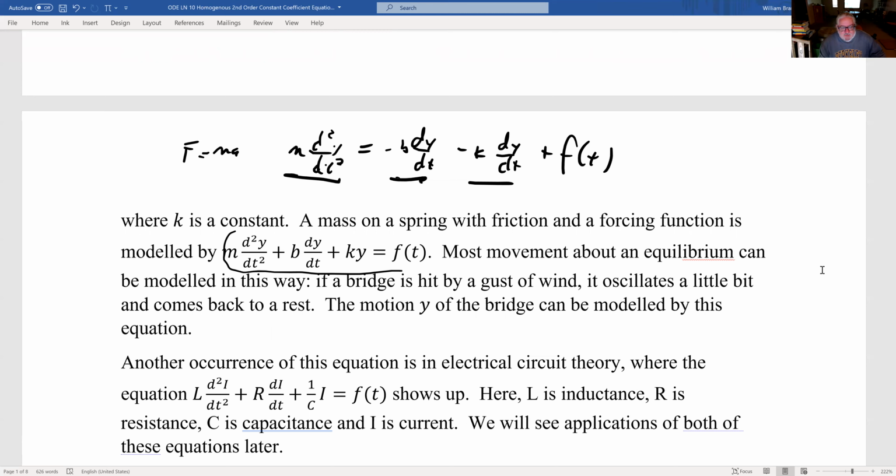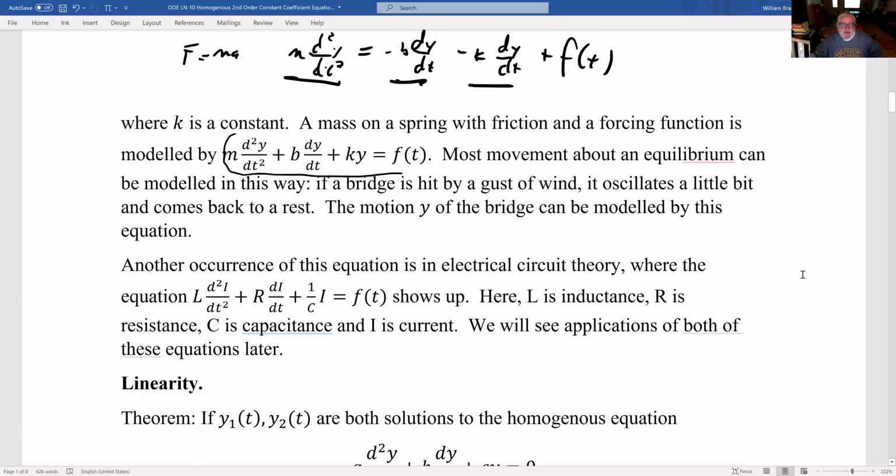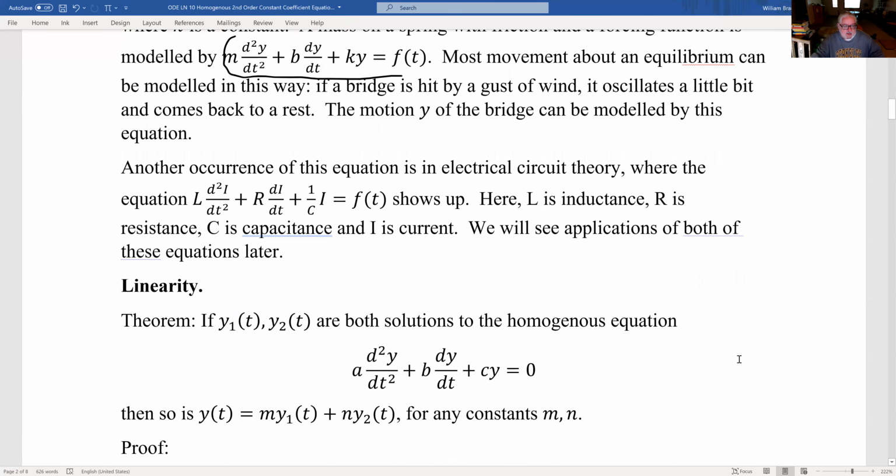If you think about any kind of object at equilibrium, they tend to behave like a mass on a spring. So if a bridge is hit by a gust of wind, it oscillates a little bit, and then the oscillations die down because of the friction force. That's the minus b dy/dt. So you can model the motion of the bridge by this kind of equation. You'll also see in electrical circuit theory, L d squared I dt squared, well, this equation: L is inductance, R is resistance, C is capacitance, and I is current, and we'll see these equations in a little bit.